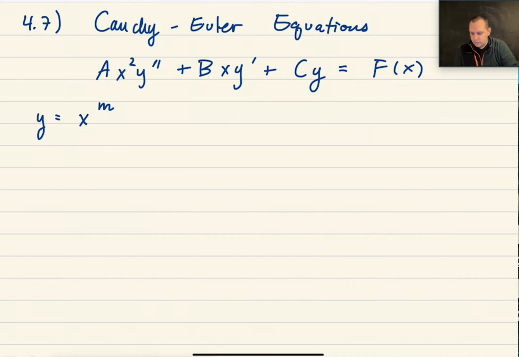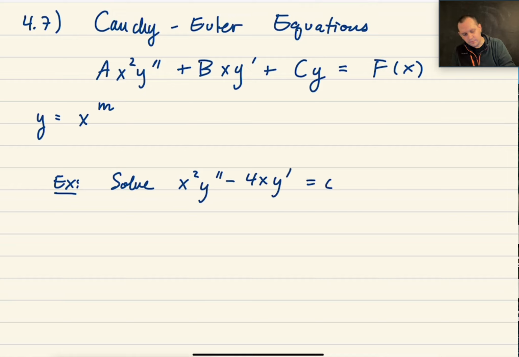So we're going to start with the homogeneous Cauchy-Euler equations. Let's go through some examples. I don't want to do too much theory here. I just want to jump in, see what happens, and see how this works. Let's try to solve the differential equation x squared y double prime minus 4xy prime equals 0.